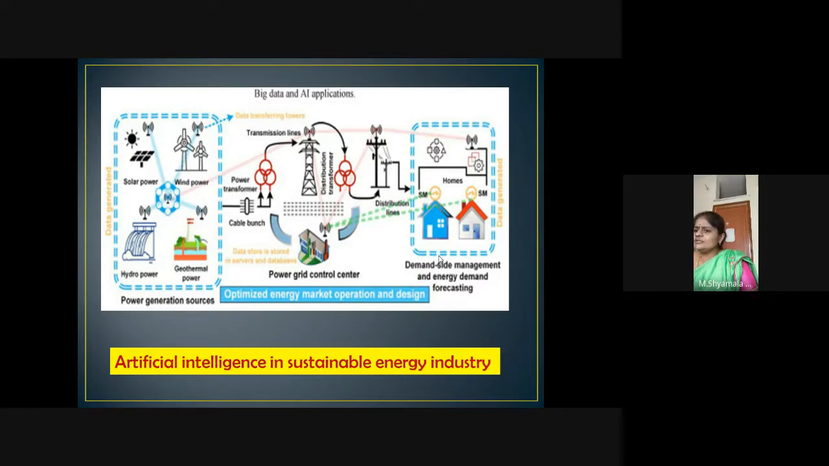So in power generation sources, there are many varieties of power generation. In the previous case, we were strictly following fossil fuels, not the non-conventional energy sources. By burning coal and petroleum, the fossil fuels, we have generated electricity. But day by day, fossil fuels are decreasing tremendously. In Neyveli, the coal availability is decreasing tremendously.